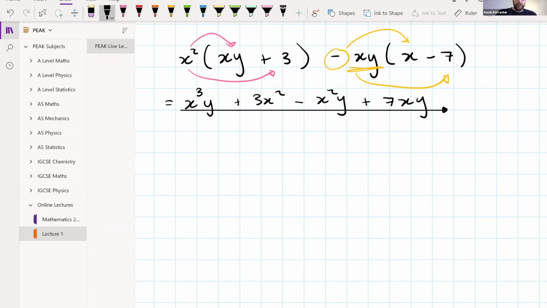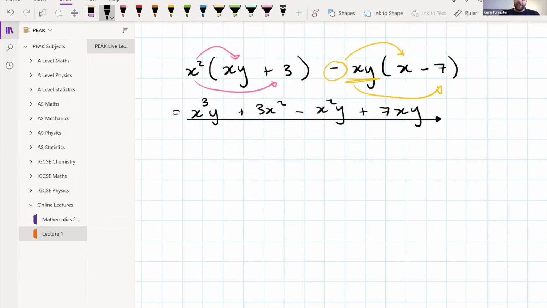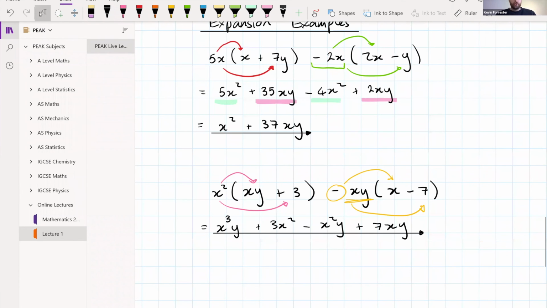Okay, while I'm waiting for another question, let's take another look at another expansion example. And this time, this one is dealing with 2 brackets.